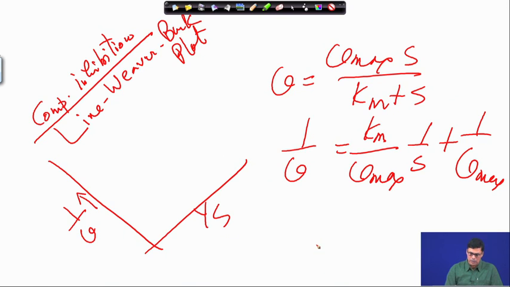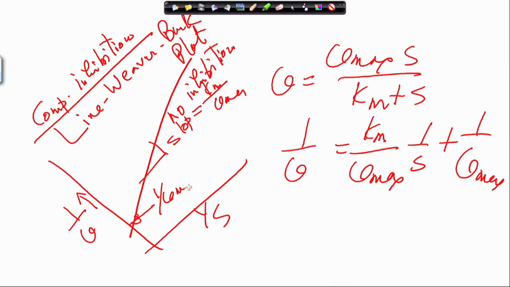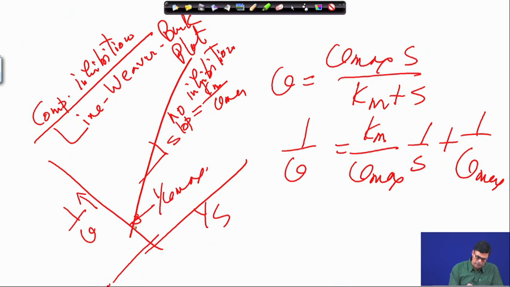Now, in case of no inhibition, you have this plot, am I right? From this equation we know the slope is equal to Km by Vmax, and the intercept is 1 by Vmax. Now, in case of competitive inhibition, this will be like this, where 1 by Vmax is the intercept. The point of intersection will be the same, but the slope will be different, and Vmax is constant.